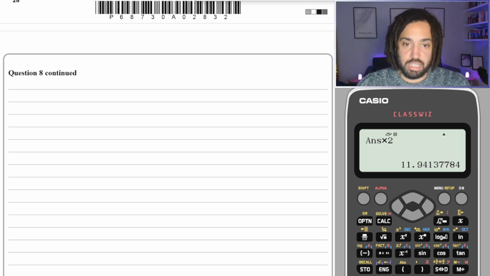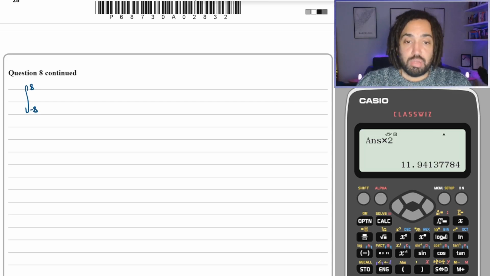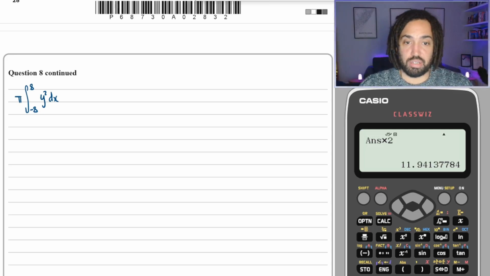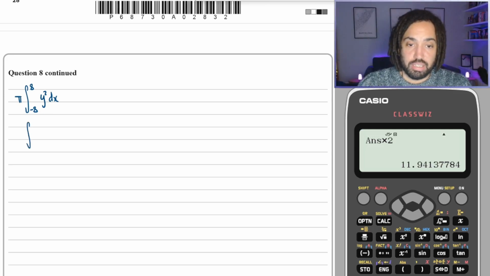Okay, so the formula is that we integrate between the two limits, which were 8 and minus 8, y squared dx multiplied through by pi, which we can leave outside the integral. Okay, so what was our formula? Well, it was 4 plus x minus 8, x plus 8, all over 100, which needs to be squared.